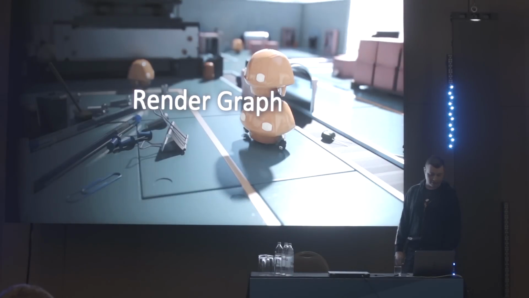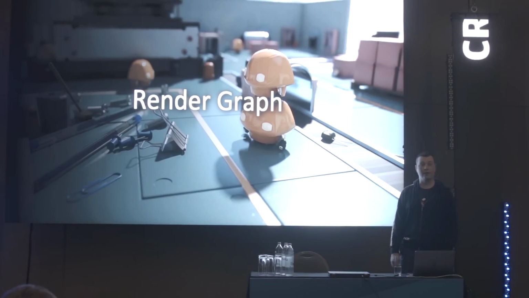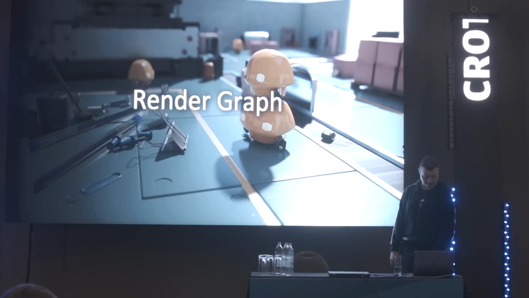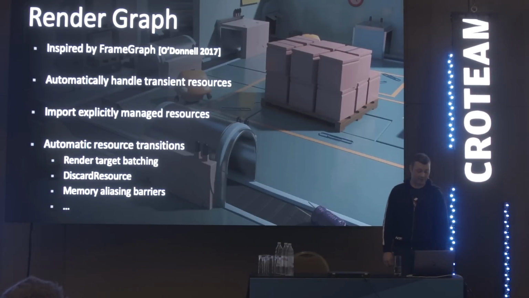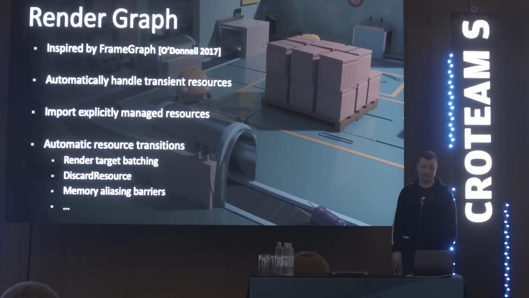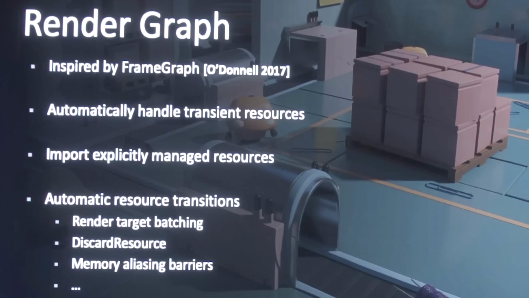Another significant rendering layer is our render graph. Render graph is inspired by Frostbite's frame graph. Just like frame graph, we automatically handle transient resources. Complex rendering uses a number of temporary buffers and textures that stay alive just for the purpose and duration of an algorithm. These are called transient resources, and the graph automatically manages these lifetimes efficiently. Automatic resource transitions are also performed.